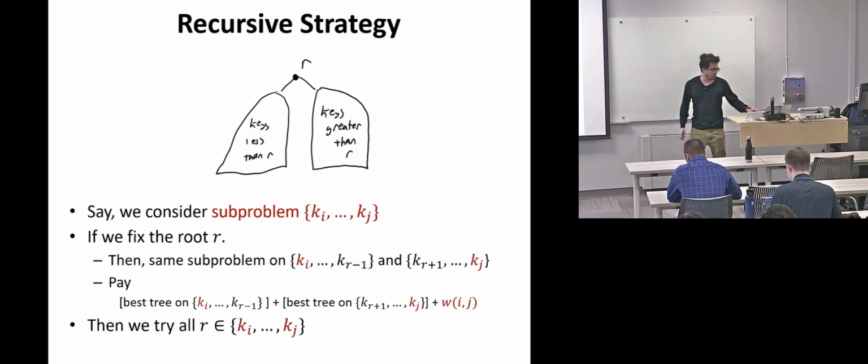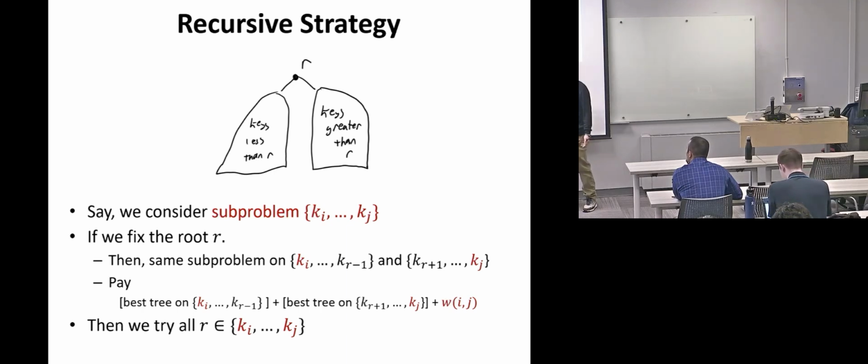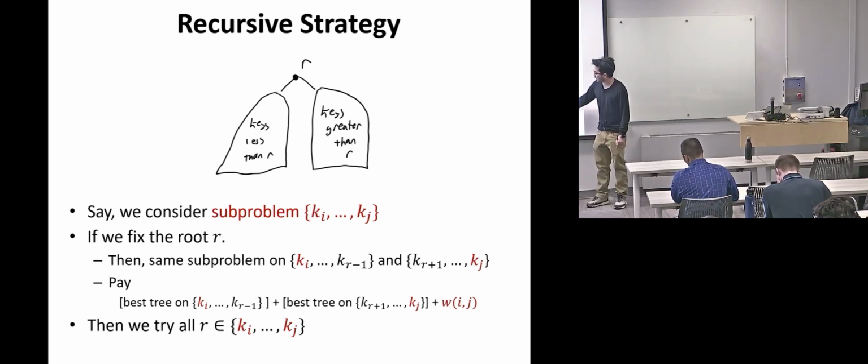But then you need to recurse on the subtree, right? In general, the subproblem that you need to look at can be the subtree that contains keys from key i up to key j. So what you need to do is fix the root among these. You look at a subproblem on the left, from key i up to less than r, and on the right, from r up to key j. The cost that you pay is the cost of the best tree on the left and on the right. And then you pay this guy.